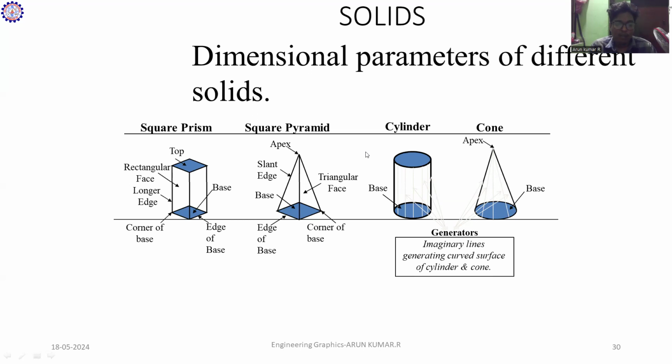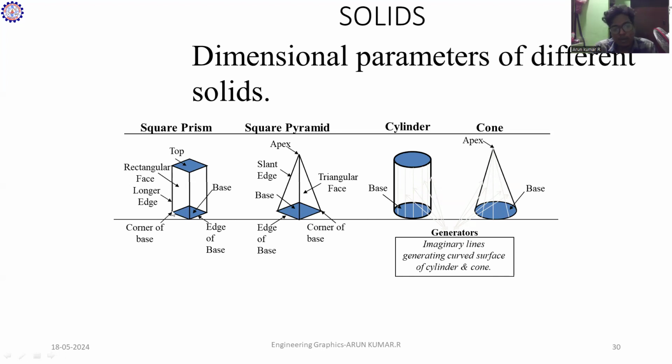Then we move on to the parameters or terminologies. Let's say I take a square, so a square prism and a square pyramid. I have to mention the details: what are the names we will be calling while solving the numerical problem.